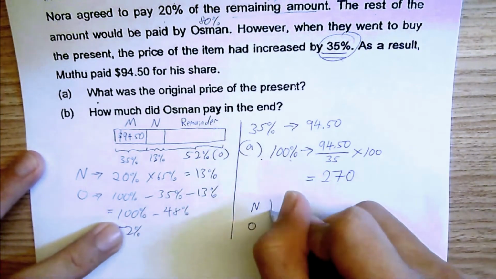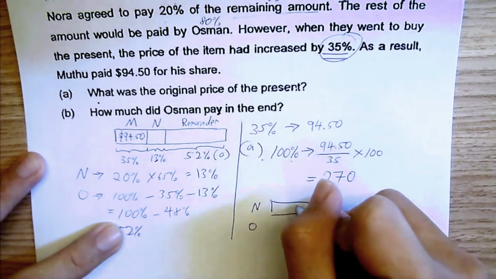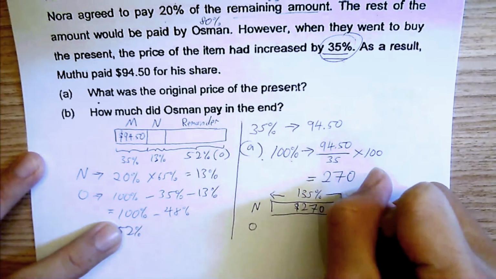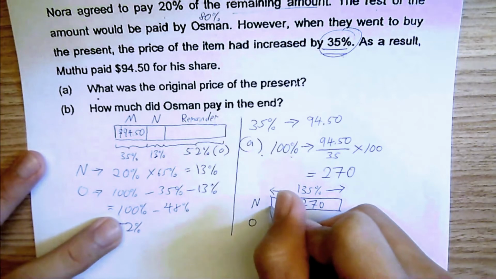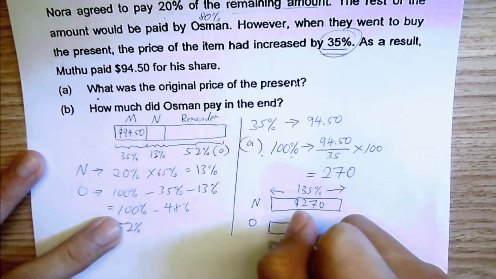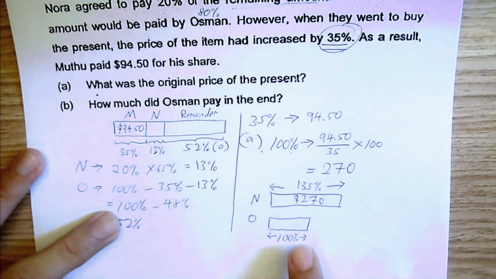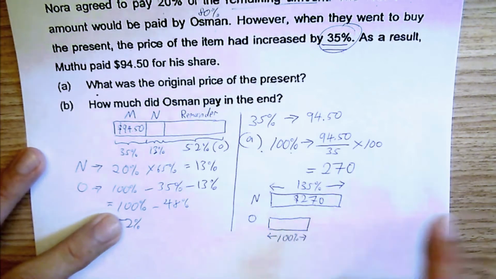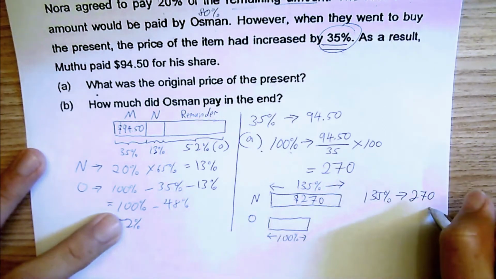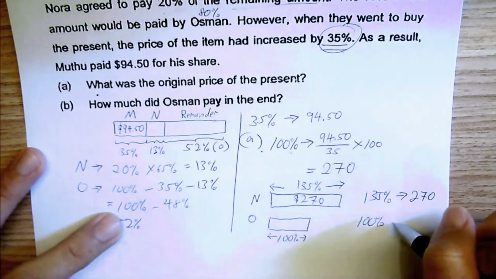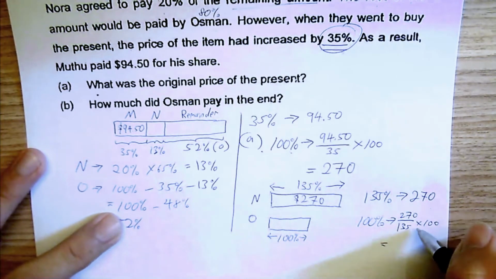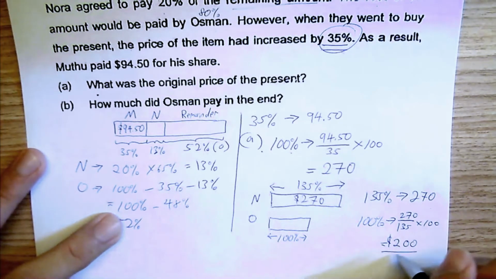This is the old price. The new price right now is $270, and this is 135%. The old price is 100%. And now we have to figure out what this 100% is. In order to do this, we can put 135% now is $270. And then I want to find 100%, so I take 270 divided by 135 multiplied by 100. Okay, so let's throw this in the calculator and you'll be able to get $200. This is the original price.